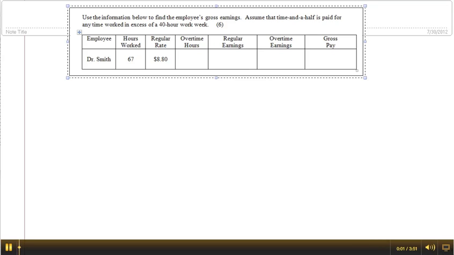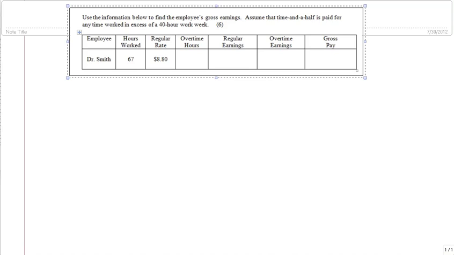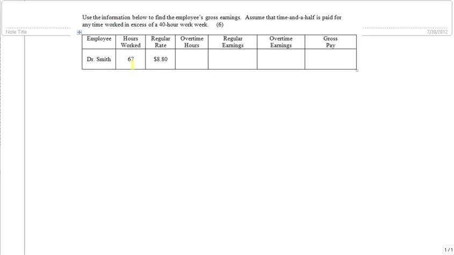In this lesson, we will look at an example of how to compute an employee's gross earnings. We are to assume that time and a half is paid for any time worked in excess of a 40-hour work week. So in this example, we see that the employee has worked a total of 67 hours.